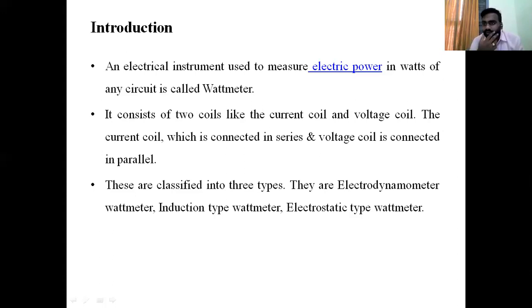What are the components present in a wattmeter? The electrodynamometer type wattmeter is a peculiar thing. It will measure power. Measuring power is done with an instrument called a wattmeter. The main purpose of a wattmeter is to measure power. So the construction is quite peculiar.